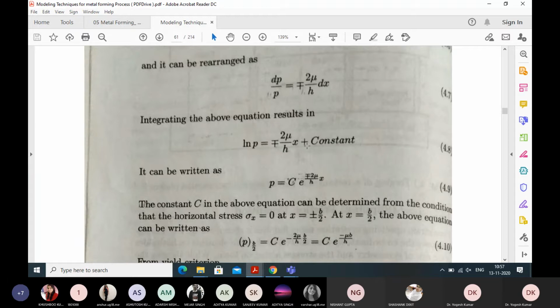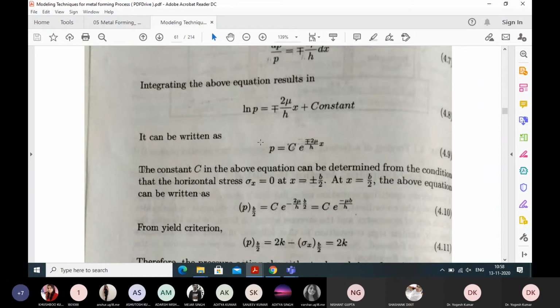Since it is a constant, this may be replaced by another constant, which has been taken as c. So here p will be c multiplied by e to the power minus, plus twice mu upon h into x. Till here this is simple mathematics. There is no confusion, I think, up to this equation number 4.9.